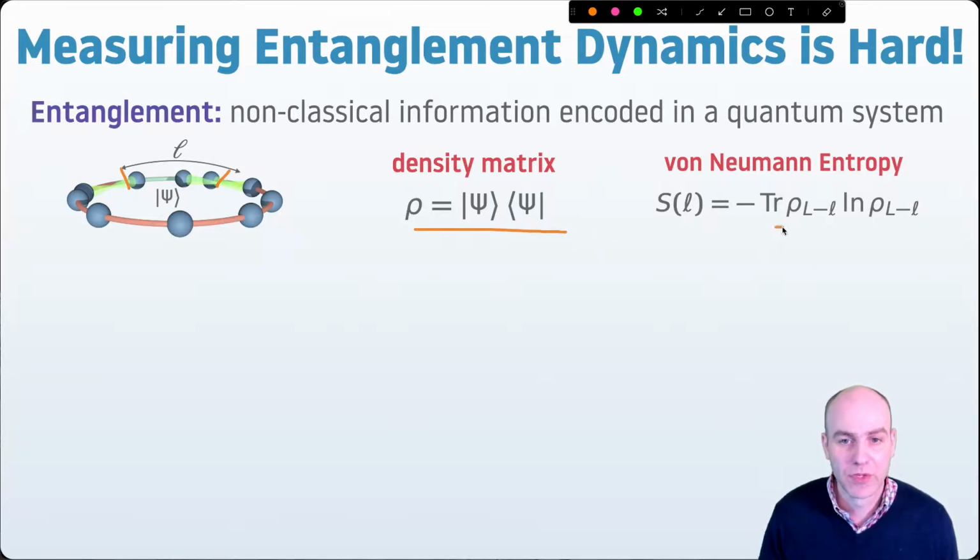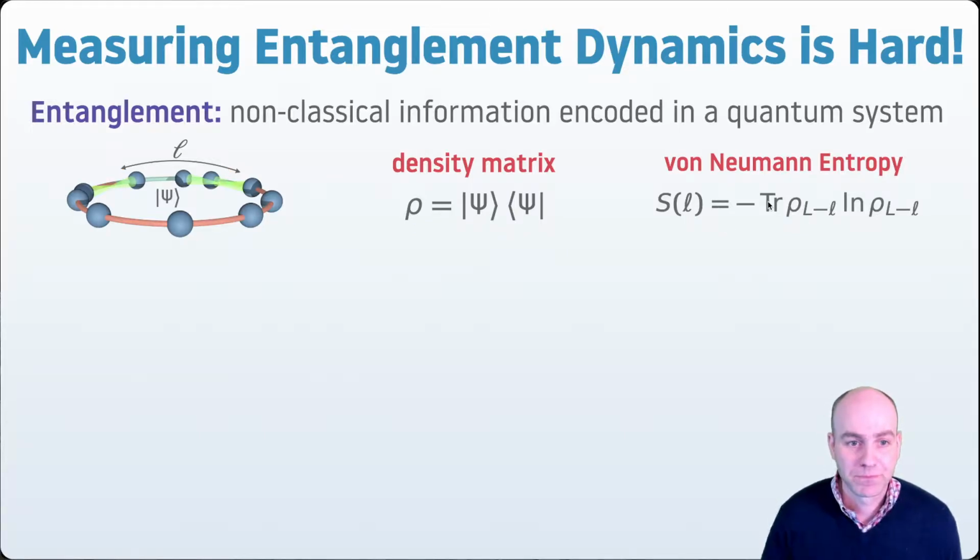And then I can compute the reduced density matrix by essentially tracing out only those degrees of freedom in the complement, which will give me back the entanglement as a function of the size of the spatial subregion. This is the so-called von Neumann entanglement entropy. And we might be interested in the dynamics of this quantity. How does it change as a function of time?